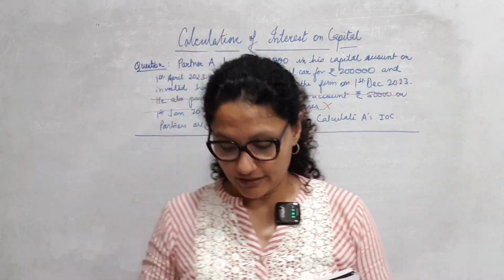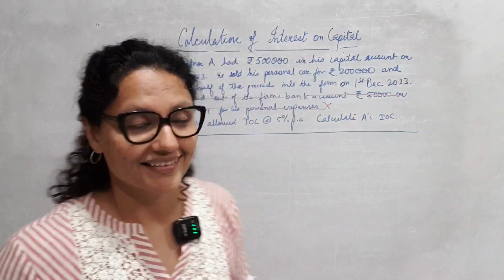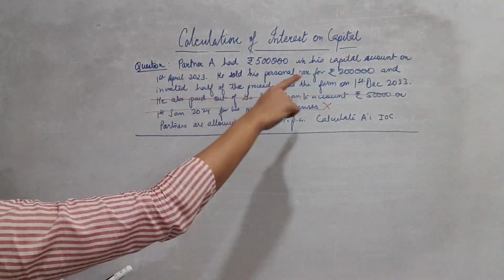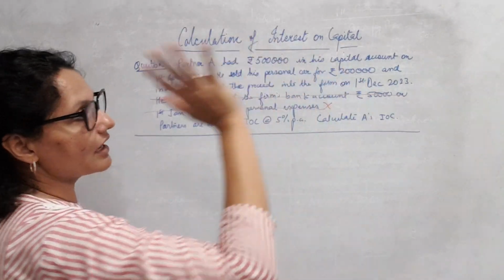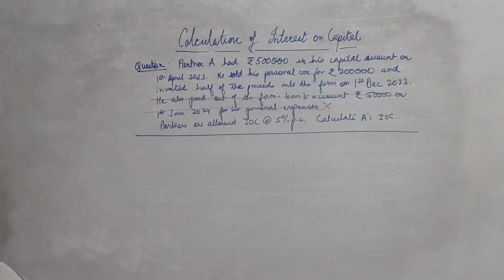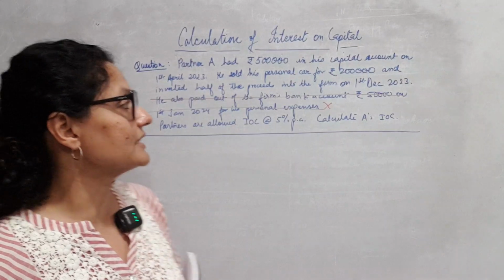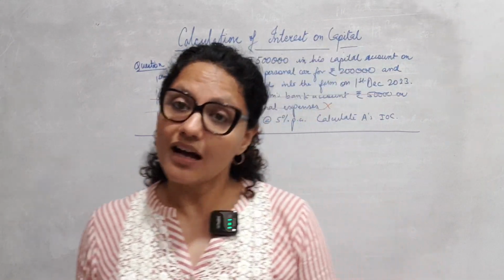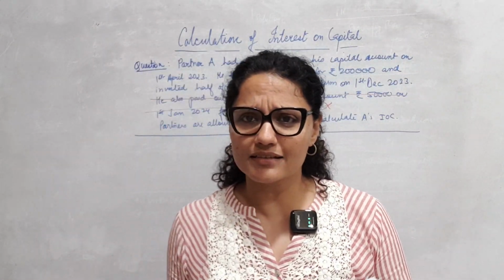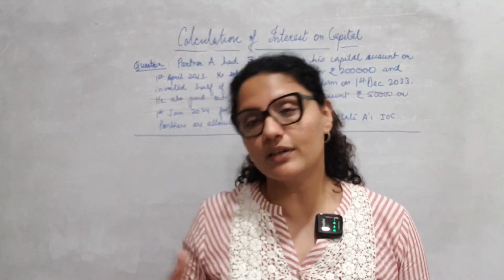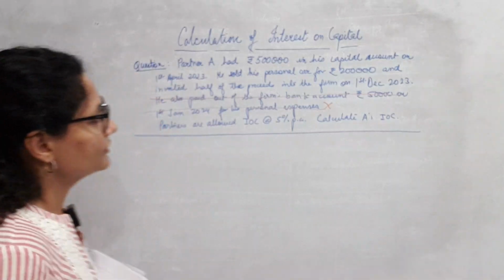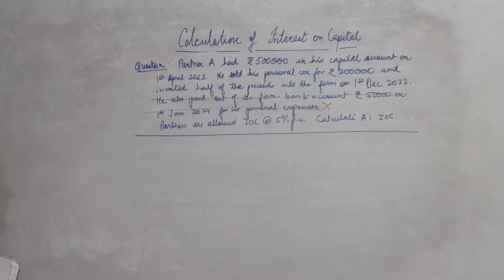That is why I told you this before, you must have paid attention. Now coming to this. Partner had invested 5 lakhs in the capital account. I mean, he had 5 lakhs there in the beginning, opening balance. He sold his personal car for 2 lakhs, and invested half of the proceeds into the firm. Half only. So what about this 2 lakhs? 2 lakhs nothing as such, but half of that is 1 lakh, and that is what he is bringing as additional capital. So let us calculate his interest on capital.